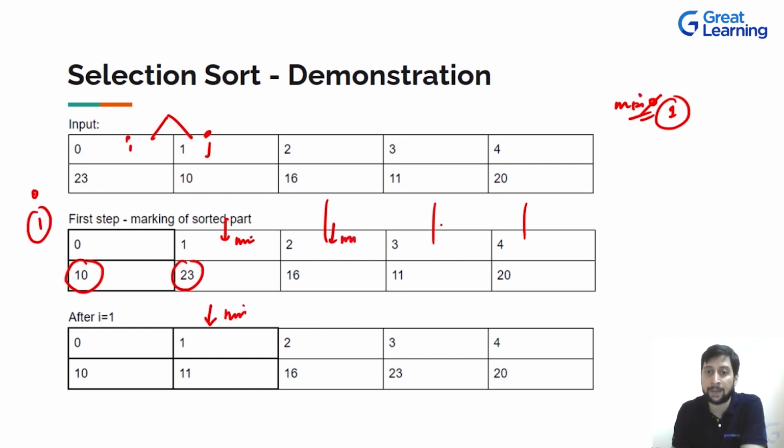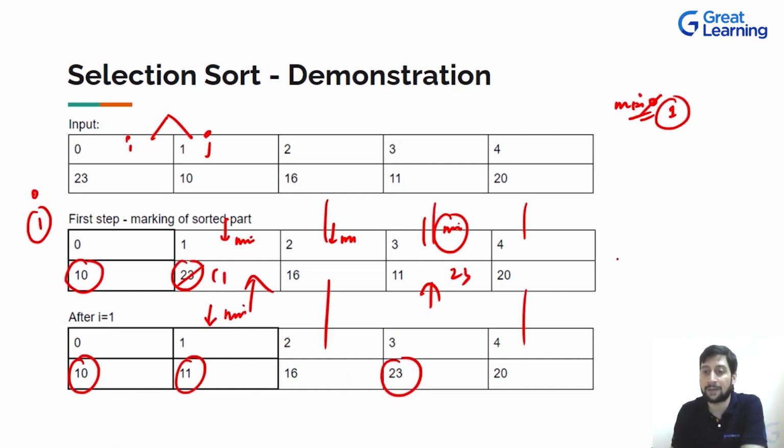Again, 11 will be compared. So this is our min. Now 11 will be compared with 20, so this is not our minimum element. Now this is our minimum element, and it will be swapped with 23. So 23 and 11 will be swapped. That is what you see here. So 10, 11 and 23 is swapped with this. So 23 here and 11 here, right? 23 will be here and the rest of the elements will be as they are. So this is after iteration number 2.